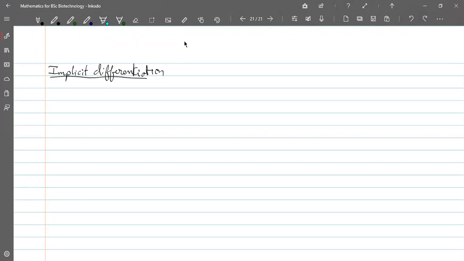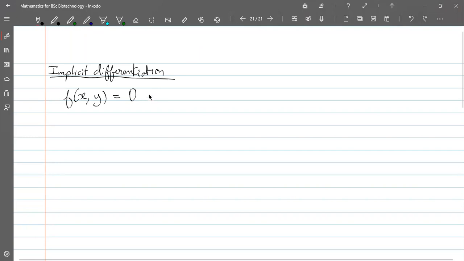An implicit function of x and y, or x in terms of y and y in terms of x, is a function of this form. You have f of x, y equal to 0. You can write equal to a constant, but equal to 0 is also fine. There's no loss of generality in writing that, because if you have a constant on the RHS, you can always bring that over to the LHS as subtraction and then call the resulting LHS f of x, y.